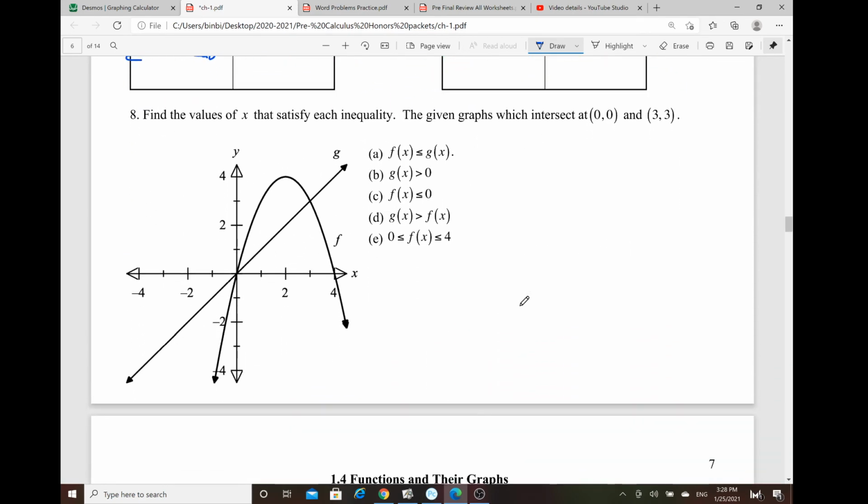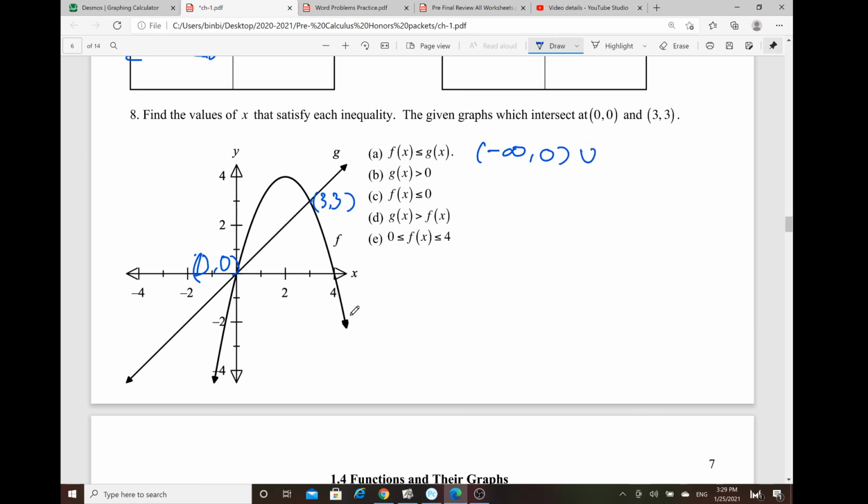And let's see what else we have for the rest of this. So find the value of x that satisfies each inequality, and then give the graph which intersect at 0, 0. Okay, we do know that 0, 0 is the first point where they intersect, f of x, g of x. And the other one is 3, 3, another point where we can find the common position. So for f of x is less than or equal to g of x, f of x is less than g of x. So that means it's somewhere right over here, -infinity to 0. Okay, so -infinity to 0.